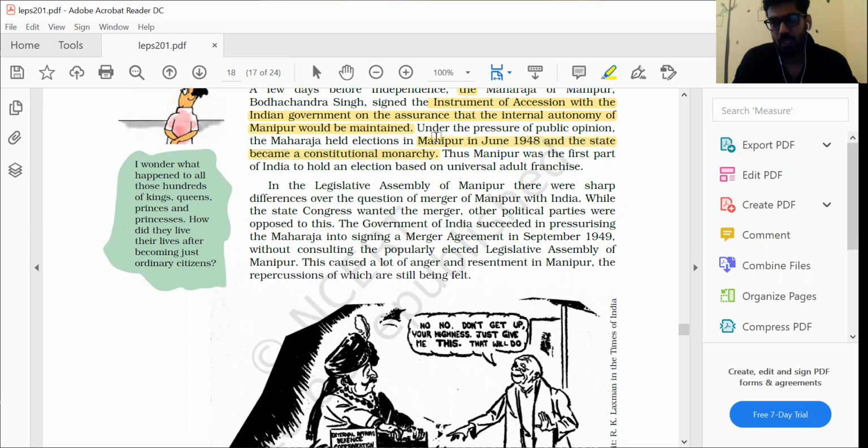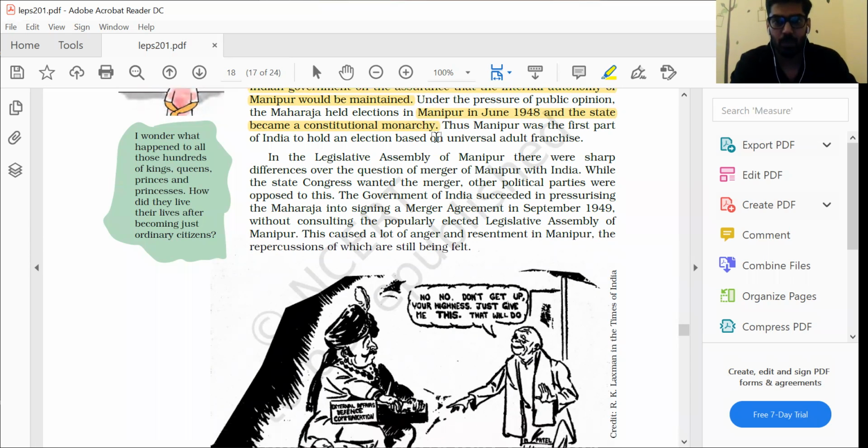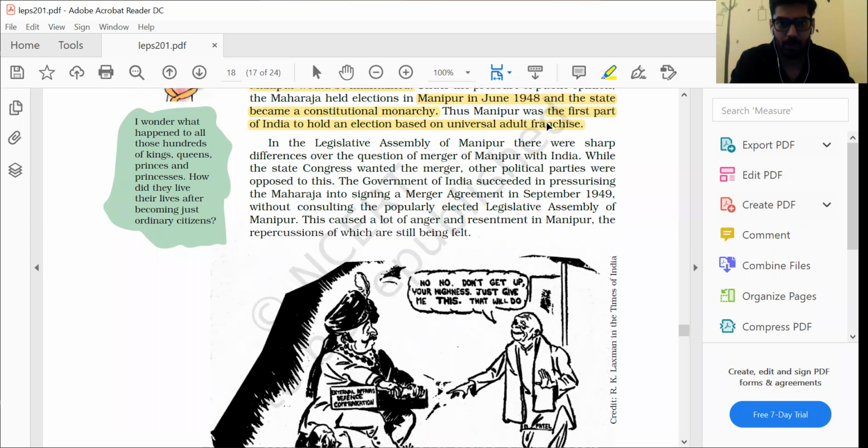Constitutional monarchy means that the king will be there, monarch, king, but he will be limited. He will be under the constitution, which means constitution would be supreme. The king would be somewhere here. This is called constitutional monarchy. The king has to function as told by the constitution, as the rules laid out in the constitution. Thus, Manipur was the first part of India to hold an election based on universal adult franchise. This can come in your MCQs. This line, please remember it.